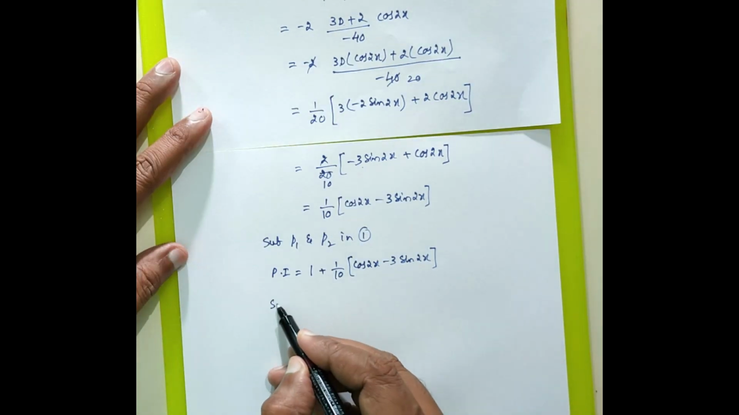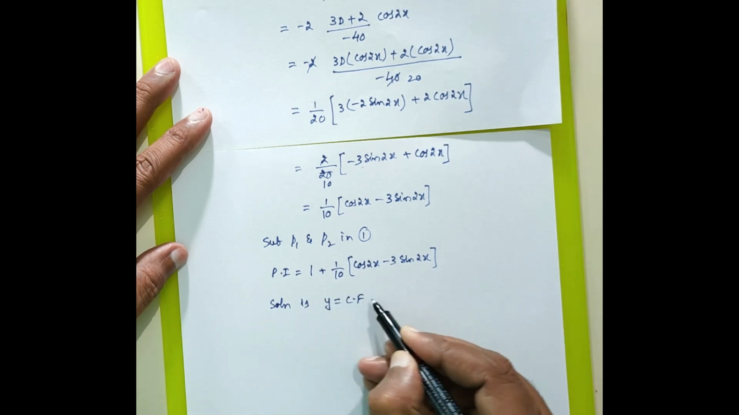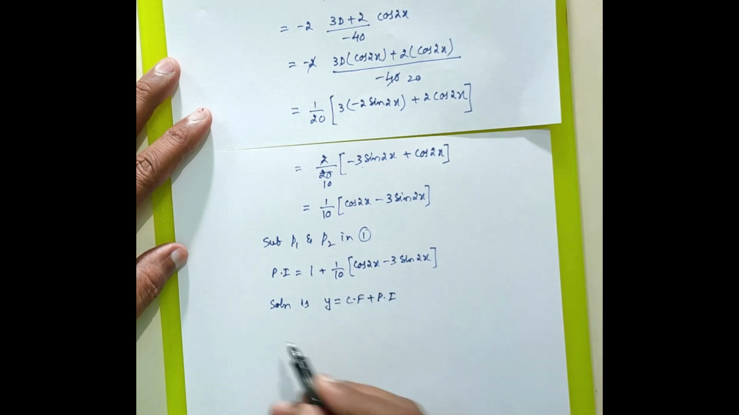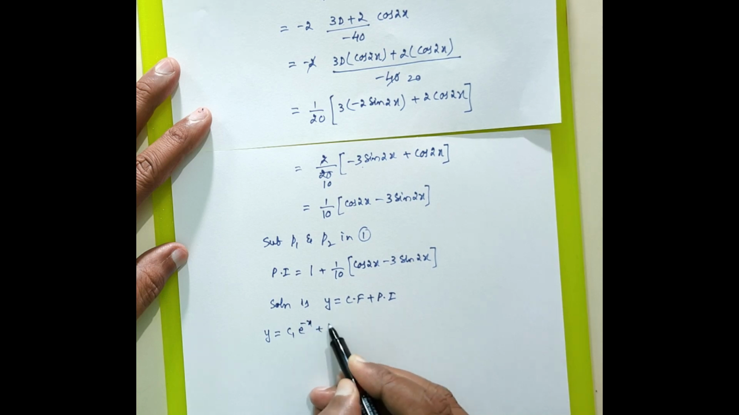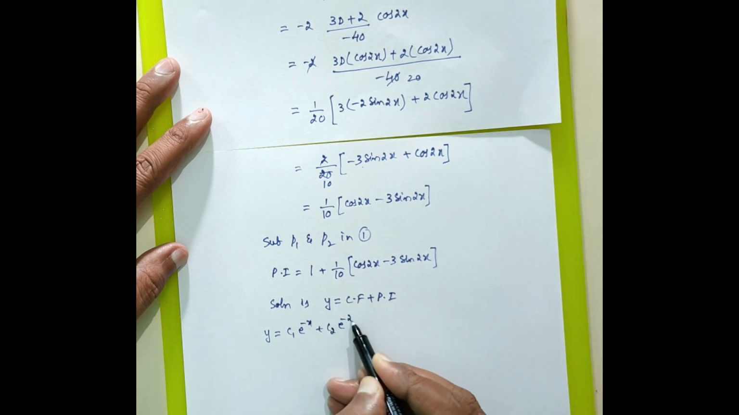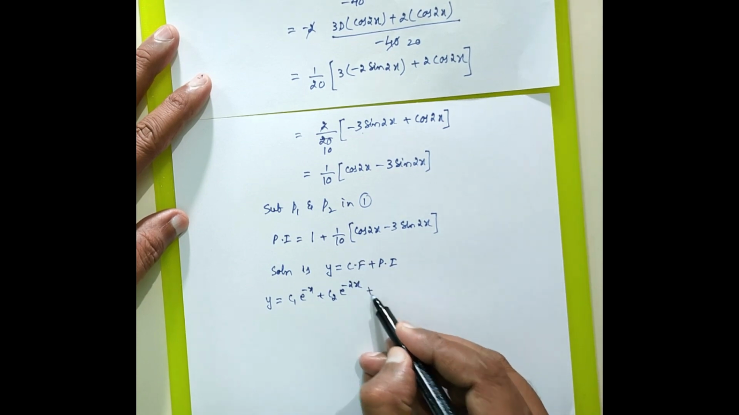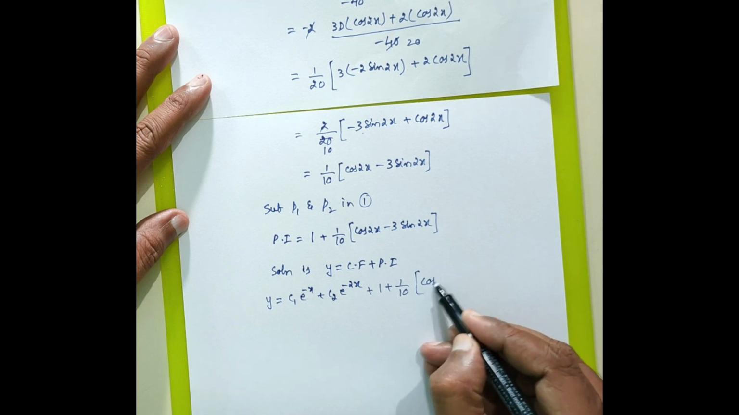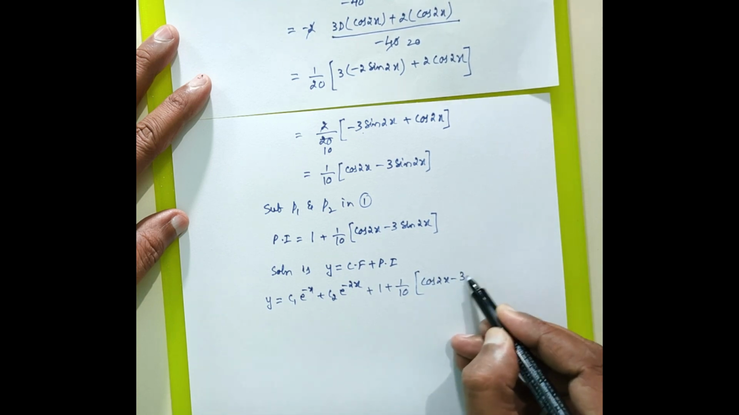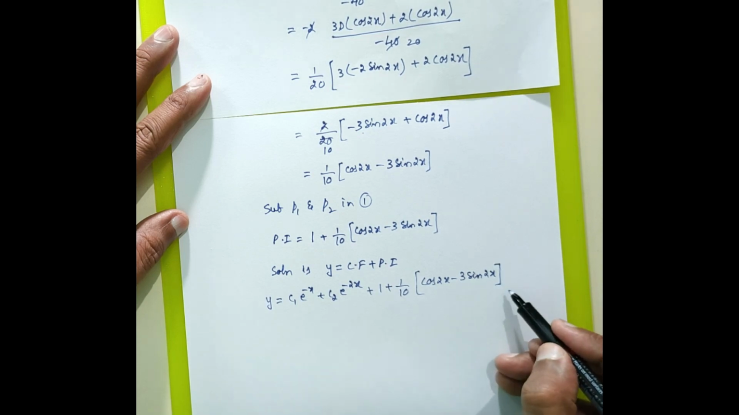Now the solution will be y equals CF plus PI. So y equals, your CF value will be C1 e power of minus x plus C2 e power of minus 2x. Then you can write down the particular integral 1 plus 1 by 10 times of cos of 2x minus 3 sine of 2x. So that's the required solution.